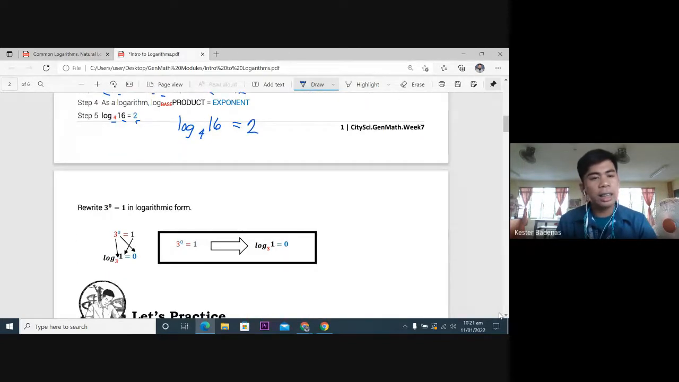Next example. How would we rewrite 3 raised to 0 is equal to 1 in logarithmic form? It becomes logarithm of 1 with the base 3 is equal to 0.